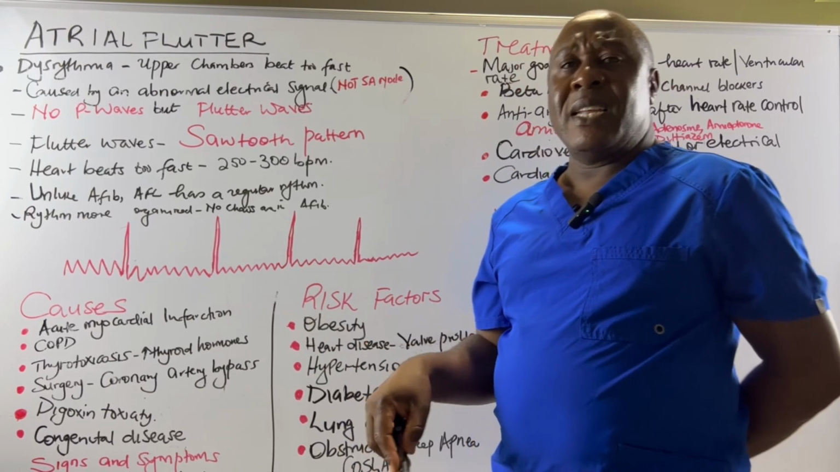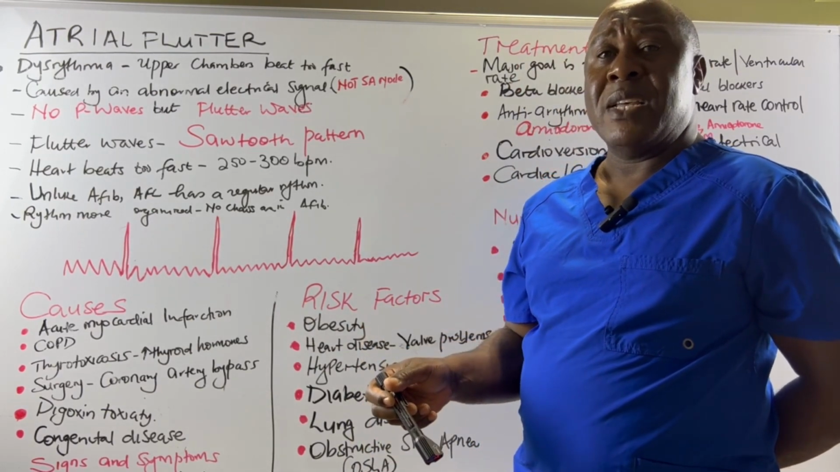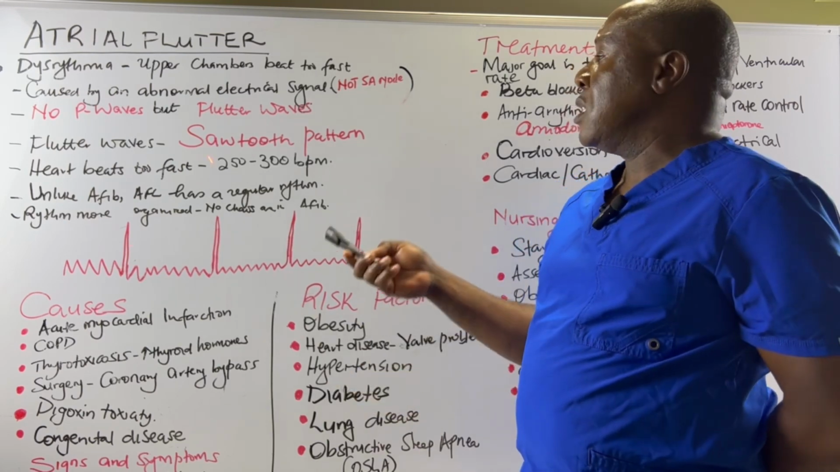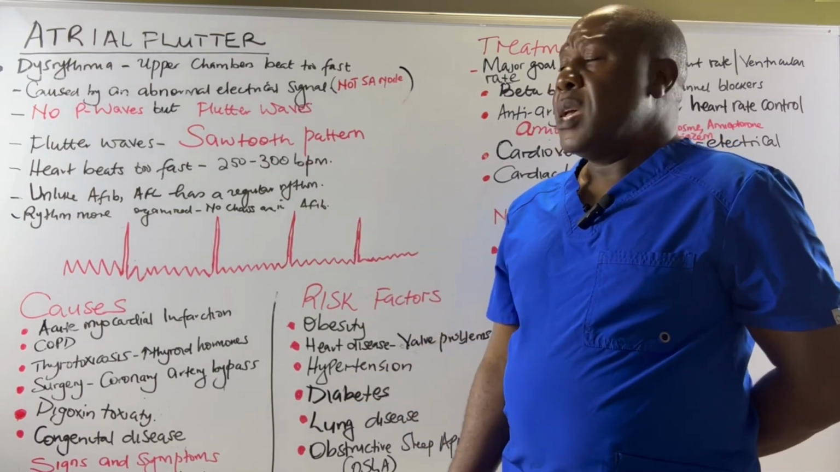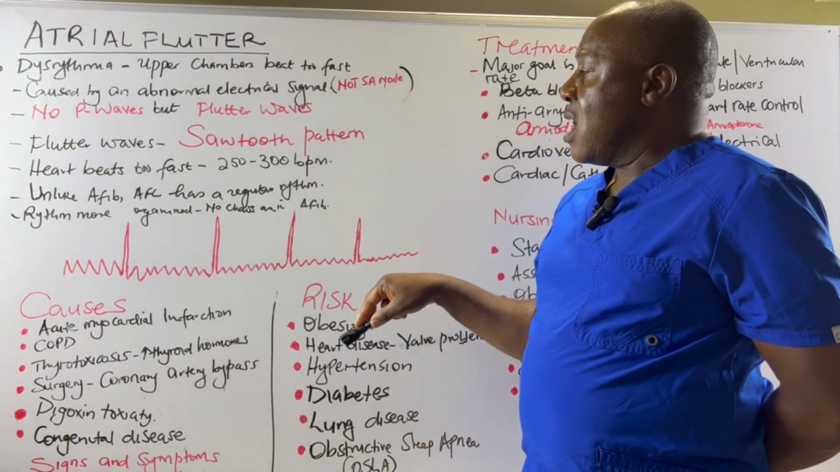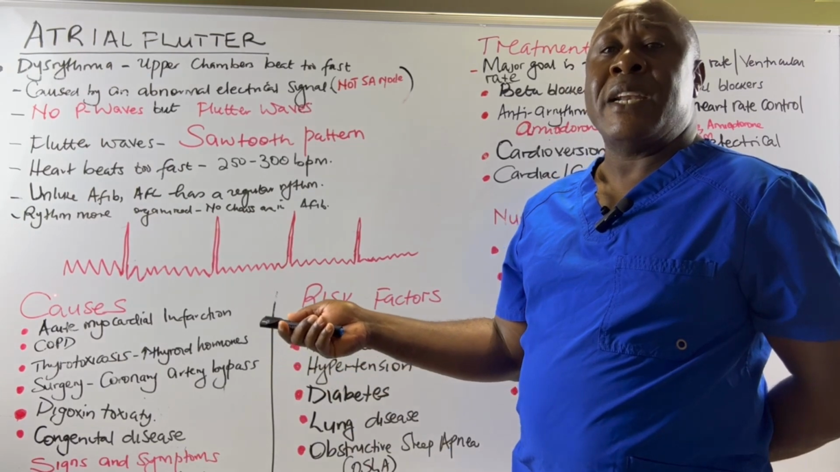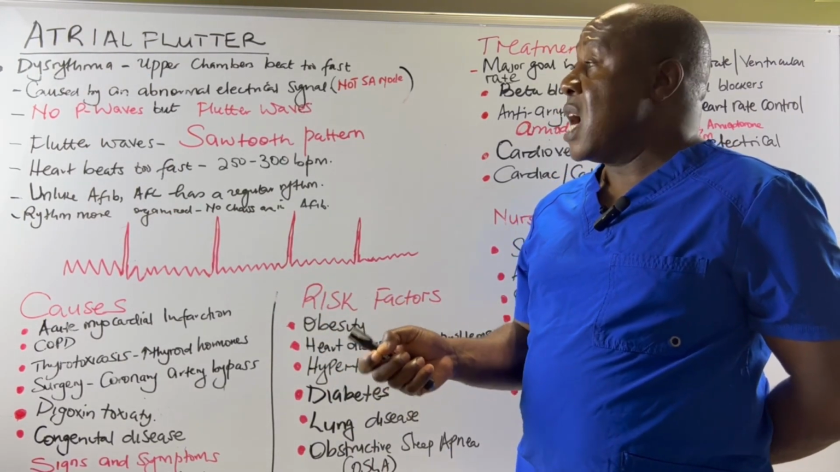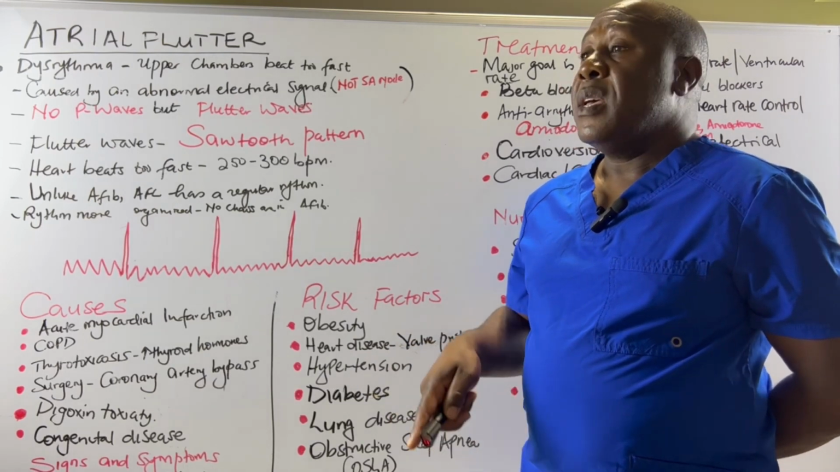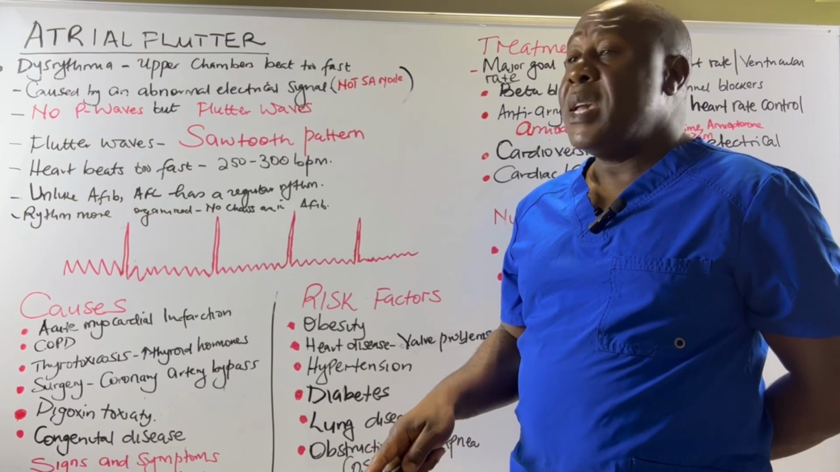Now, we have just said that in atrial flutter, the heart beats at a very fast rate, between 250 and 300 beats per minute. Unlike atrial fibrillation, atrial flutter is a regular rhythm. Remember, we said in AFib, or atrial fibrillation, the heart beats at an irregular rate, and it is chaotic.